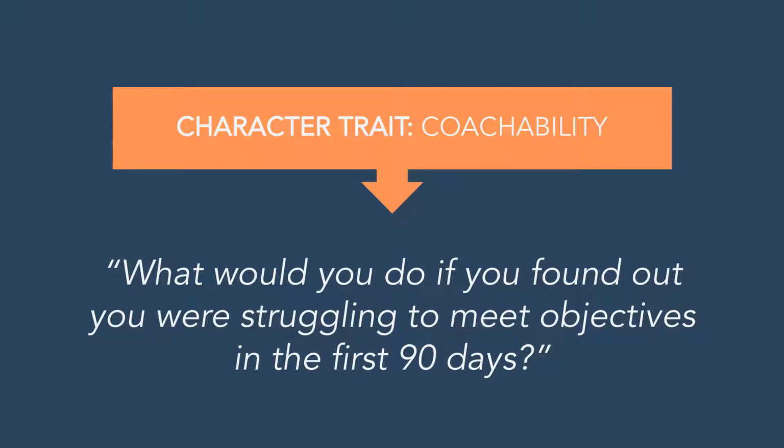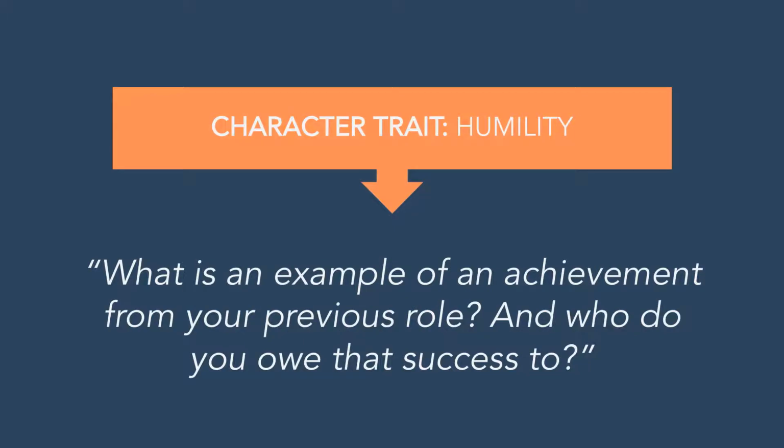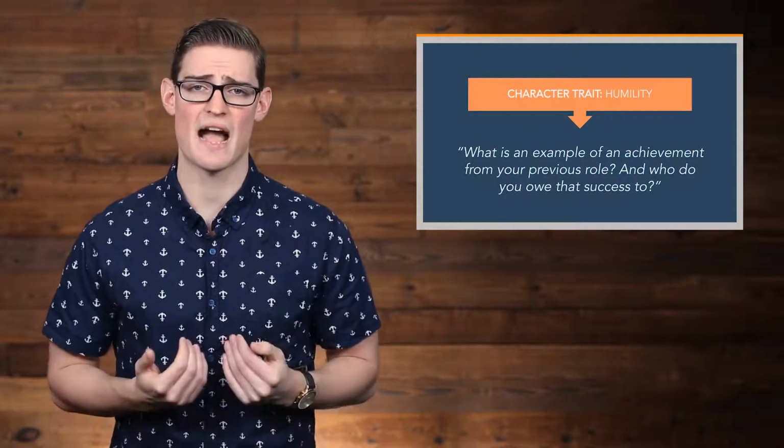Ask a candidate what they'd do if they found out they were struggling to meet objectives in the first 90 days. Or maybe you prioritize humility. Review an achievement of theirs and ask who they owe the success to. Once you identify those traits that you consider vital, focus less on tactical experience and build a line of questioning to help uncover those traits and the candidate's character makeup.